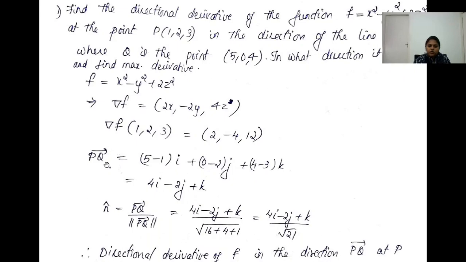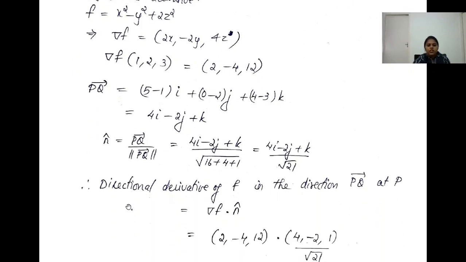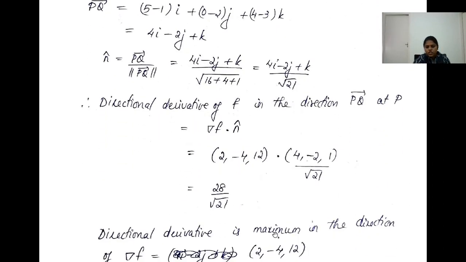Now find the unit vector corresponding to PQ. I will call it n cap. n cap is PQ by mod PQ. So that is 4i minus 2j plus k by the root of 4 square plus (minus 2) whole square plus 1, which gives 4i minus 2j plus k by root 21. So you have del f at the point and the unit vector in the direction of PQ. By the definition of directional derivative, that is del f dot n cap. Taking the dot product, you are going to get 28 by root 21.